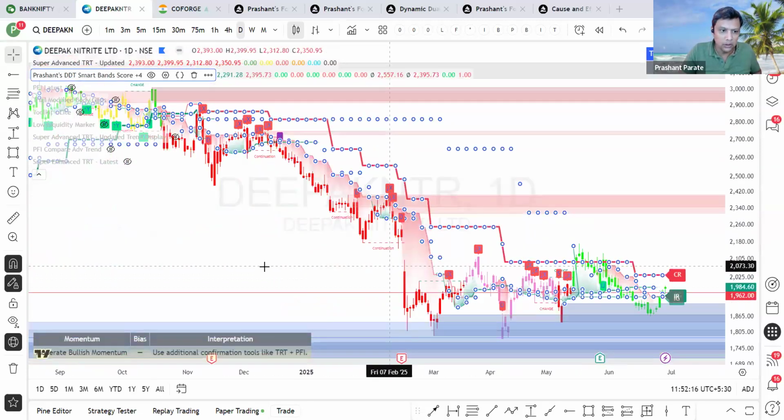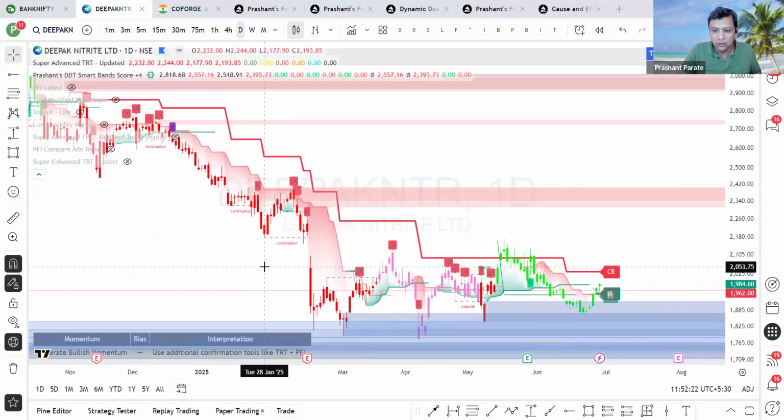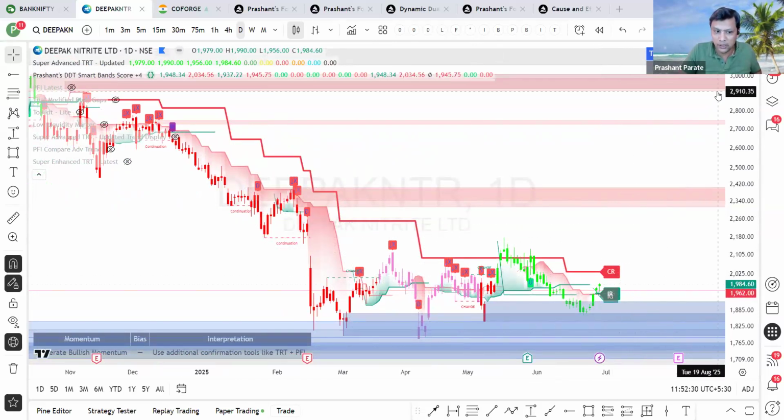So this is good. And Deepak Nitrite, I don't know where it will go, but it is fresh uptrend. And if it creates a strong bullish momentum here, then it may go up to maybe 2900 also.